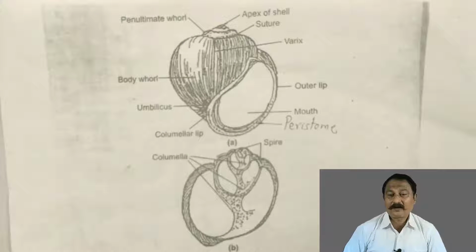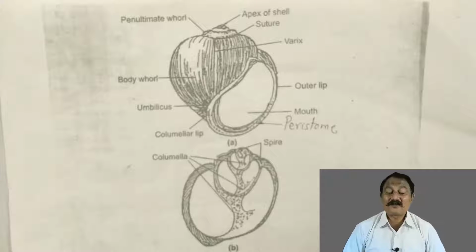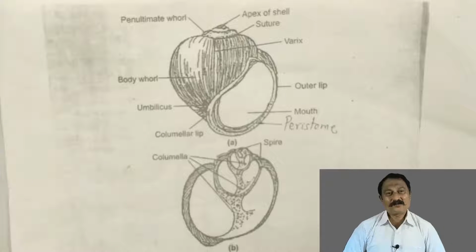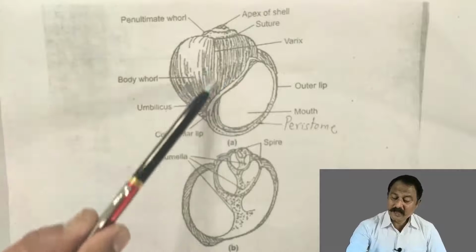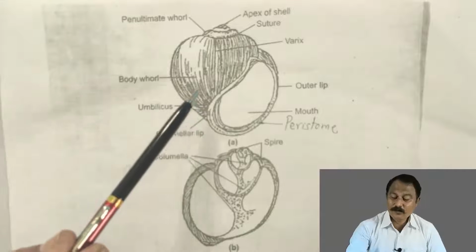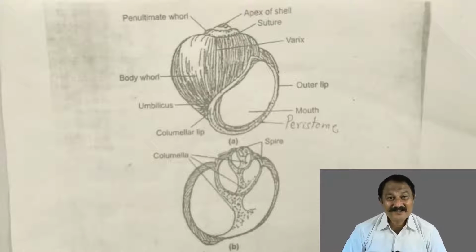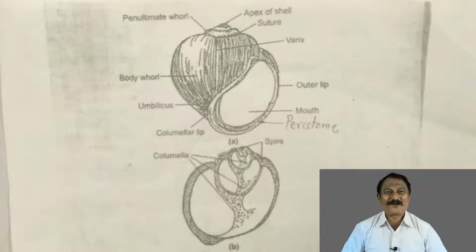These dark lines are called lines of growth or concentric lines of growth. By measuring these lines of growth, the age of Pila can be determined. A singular line is called a varix and in plural form they are called varices, V-A-R-I-C-E-S. Okay?